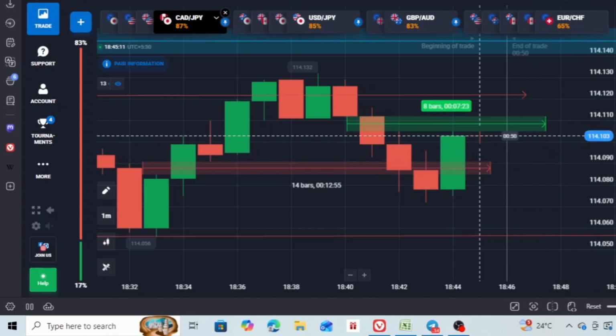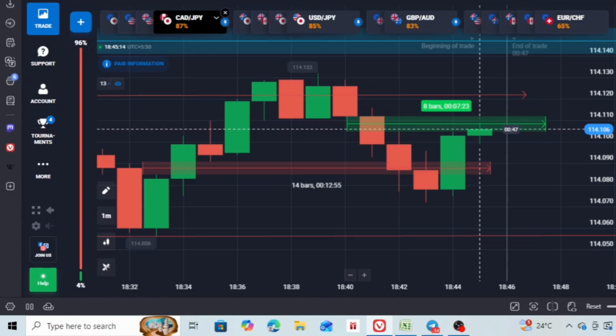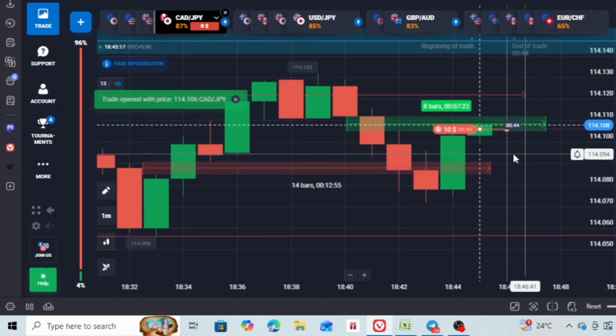If the market price mitigated the gap and got the rejection, we are going to take one break in the downward direction here.